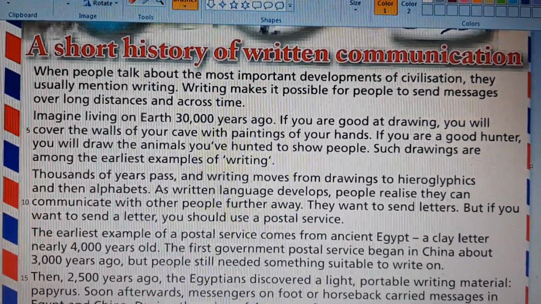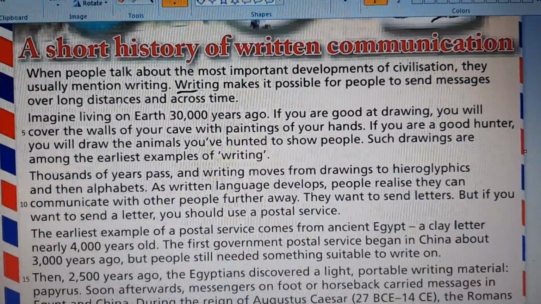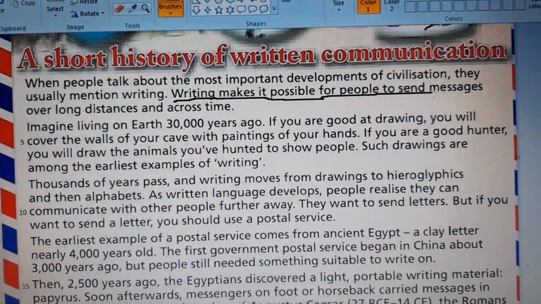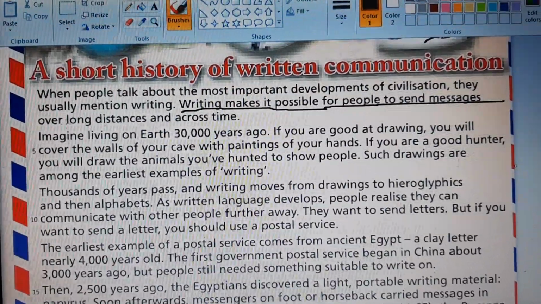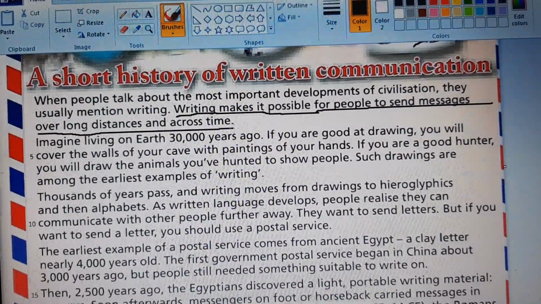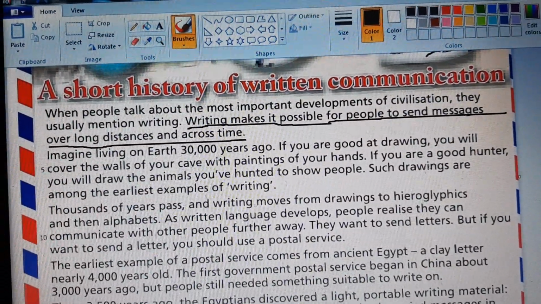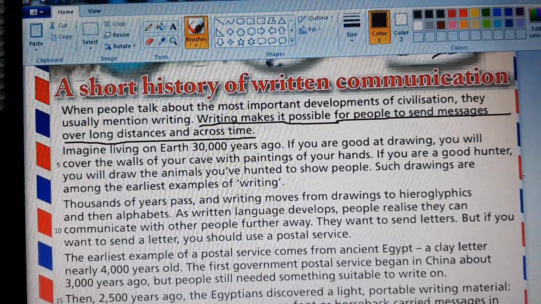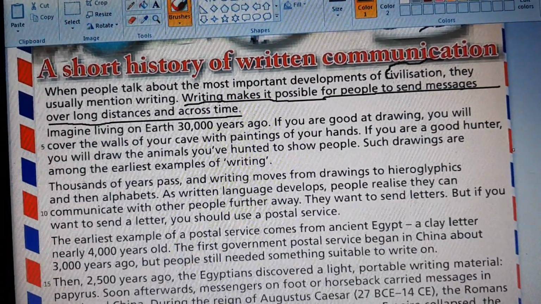So, how can we know writing is a type of communication? Look here on this sentence: Writing makes it possible for people to send messages over long distances and across time. Here we have civilization, a new word. In Arabic we call it hadara.